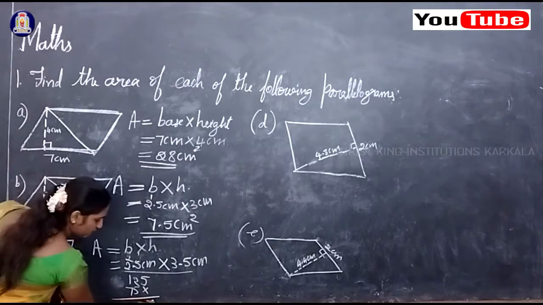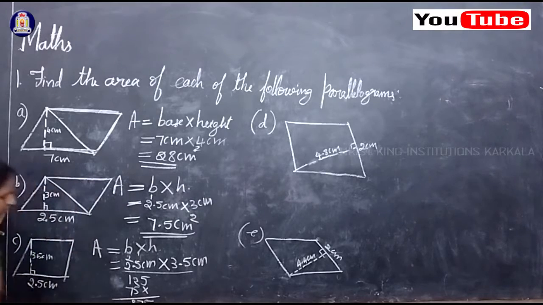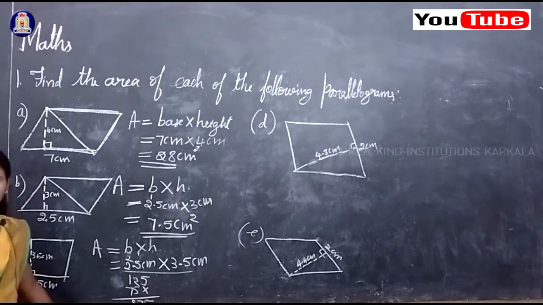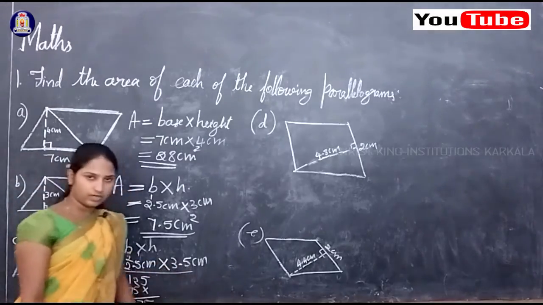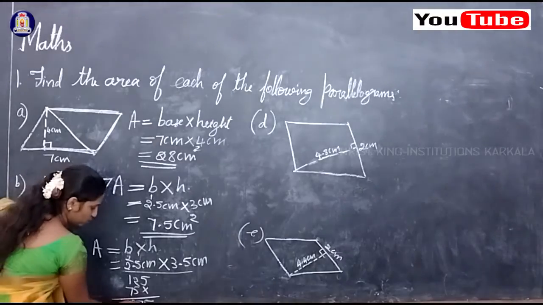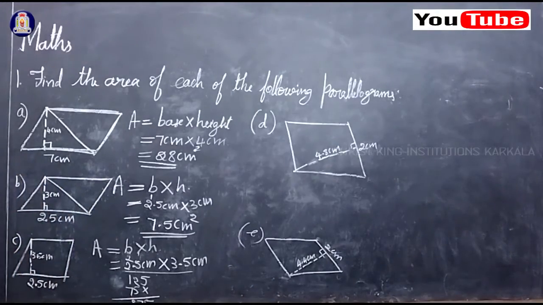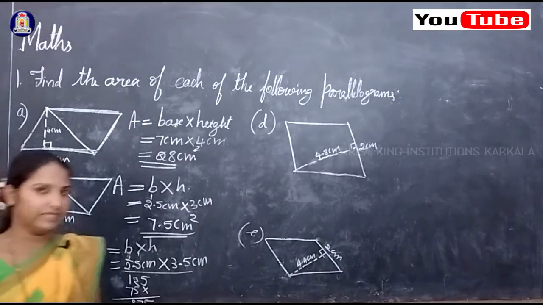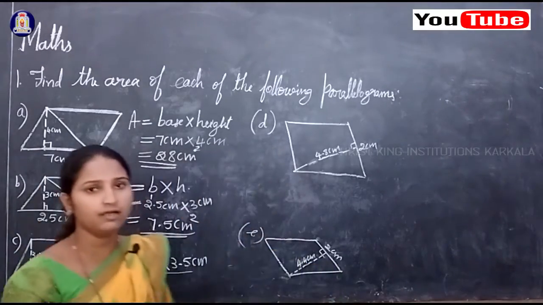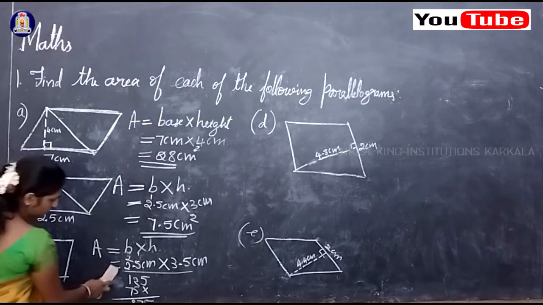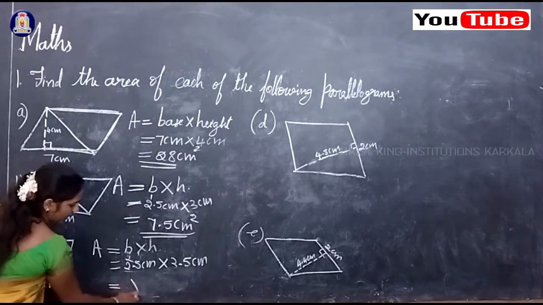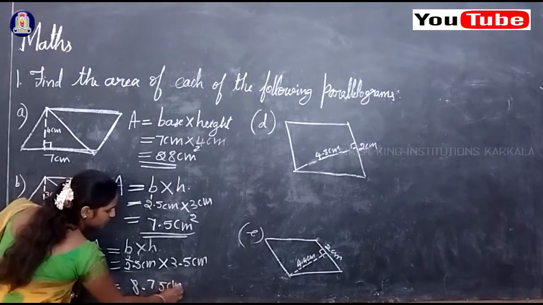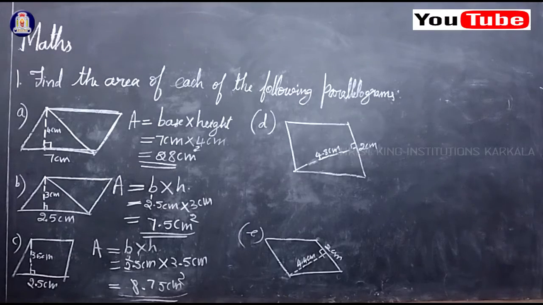So 5 7 8. Is it correct? 5 7 8. After the decimal point 1 digit, here also after the decimal point 1 digit, total 2 digits. So you leave 2 digits and put the decimal point. So that is 8.75 centimeter square. Centimeter into centimeter, that is centimeter square. Understood? So multiply and see. I got 8.75 centimeter square. So this is the area of the third parallelogram.